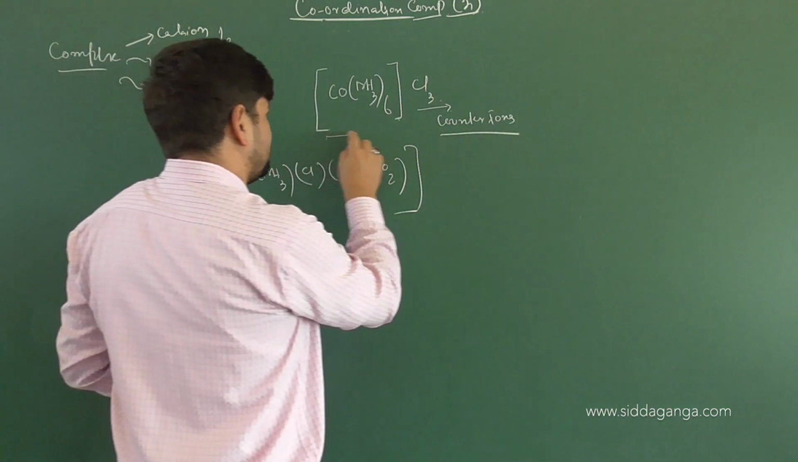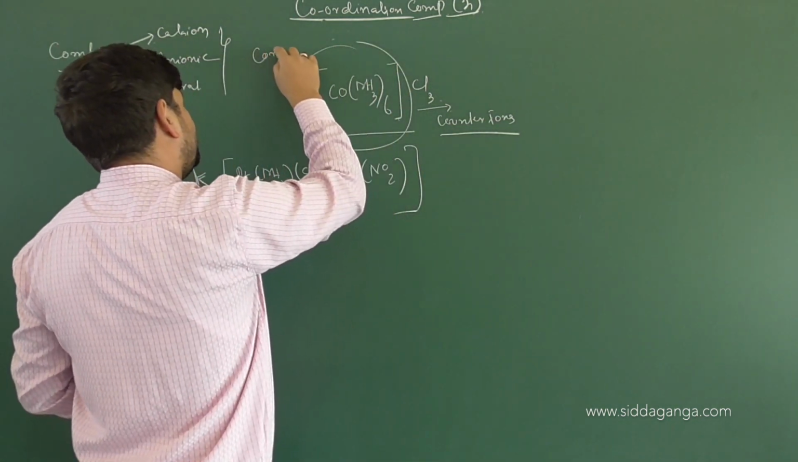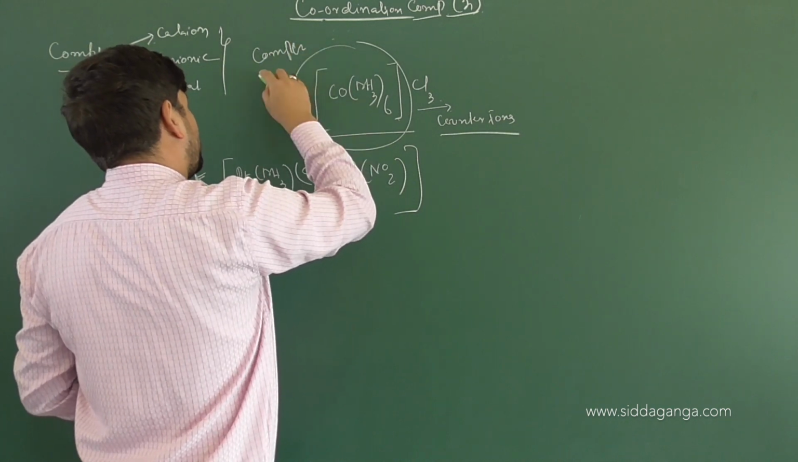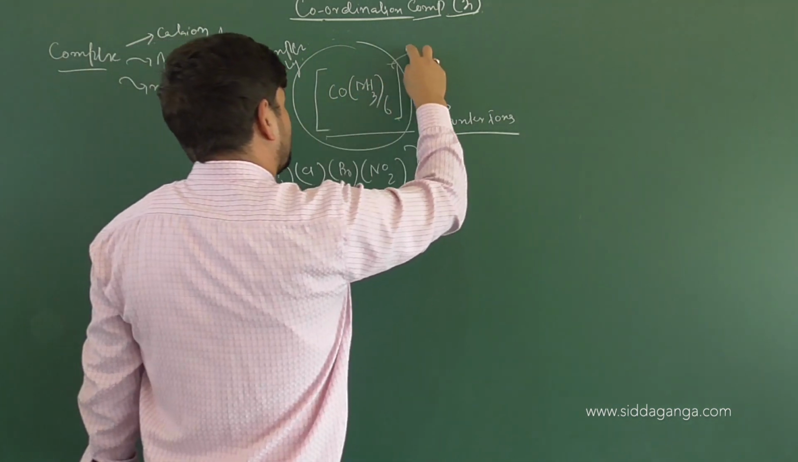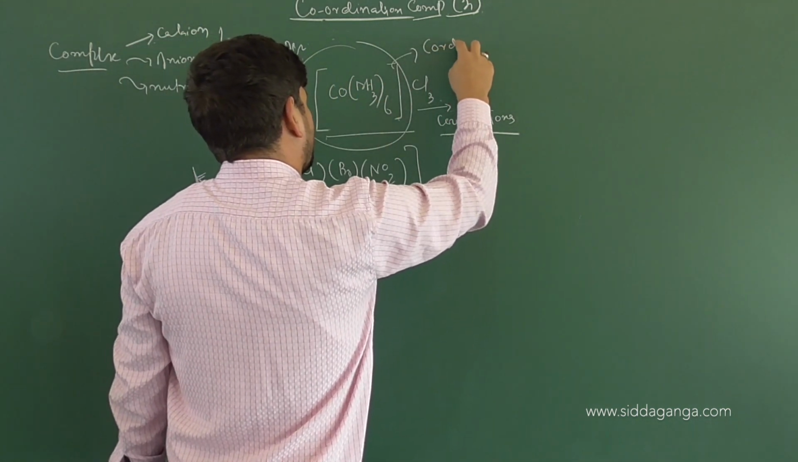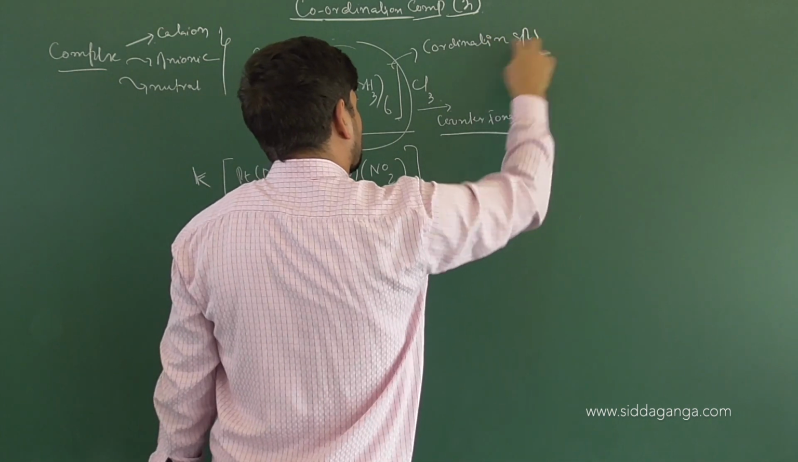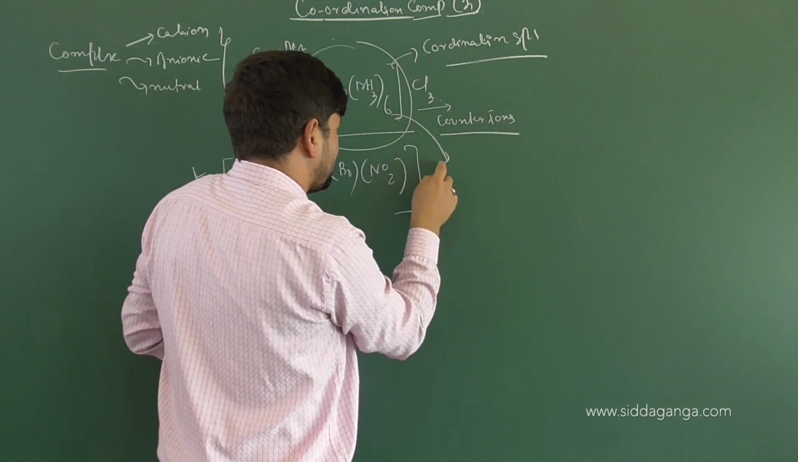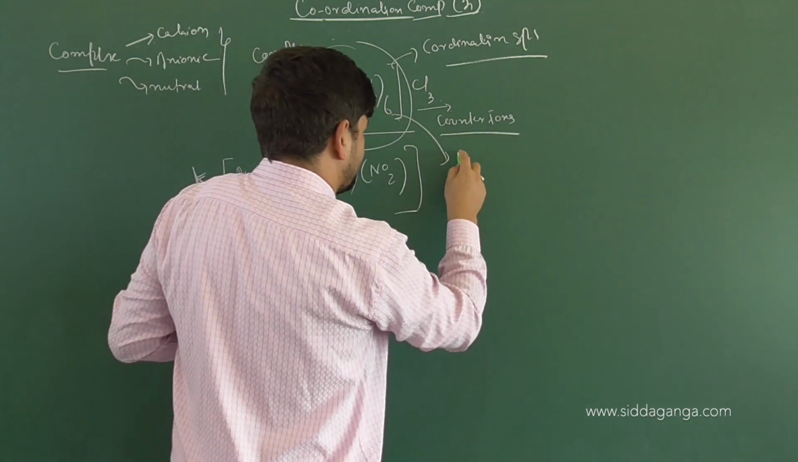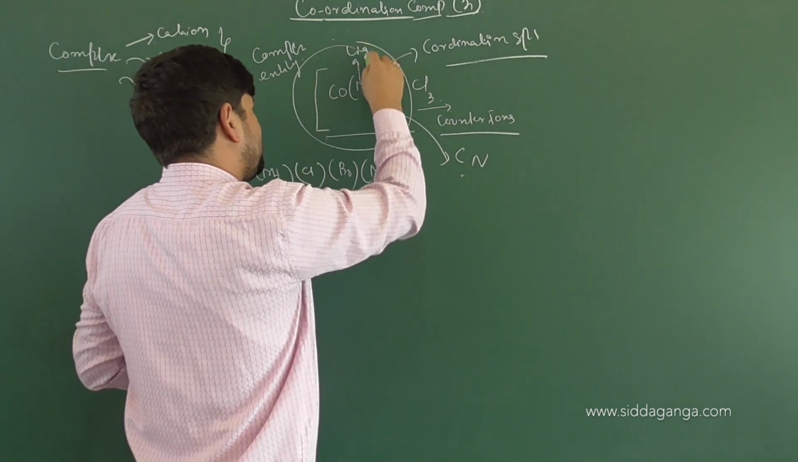On the whole, this is a complex ion, a complex entity. What is this also called? Coordination sphere. This is the coordination sphere. What does this mean? This is the coordination number, and what are these? These are ligands.